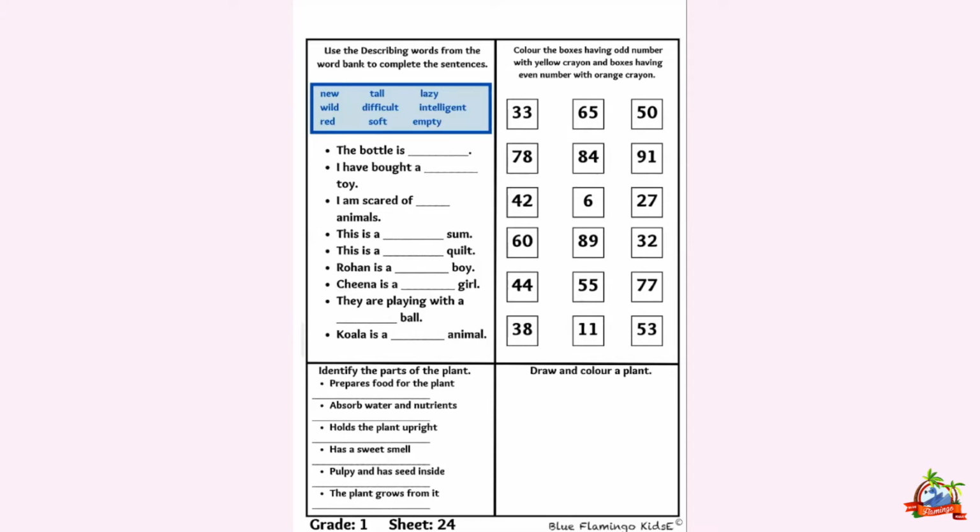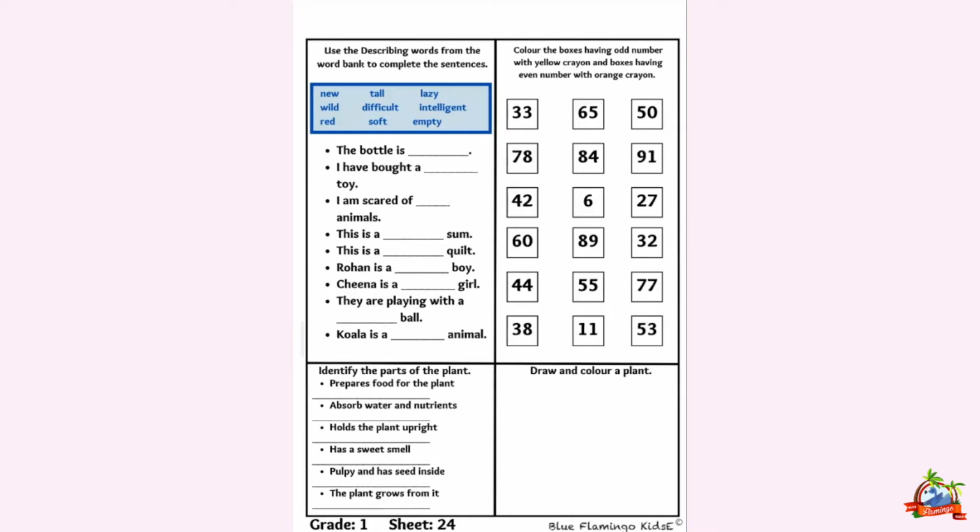Let us start. This sheet is divided into 3 different parts. So, we have 3 different sections in this sheet, in which we will learn about 3 different subjects: English, Maths and EVS. Let us start with our first subject, English.